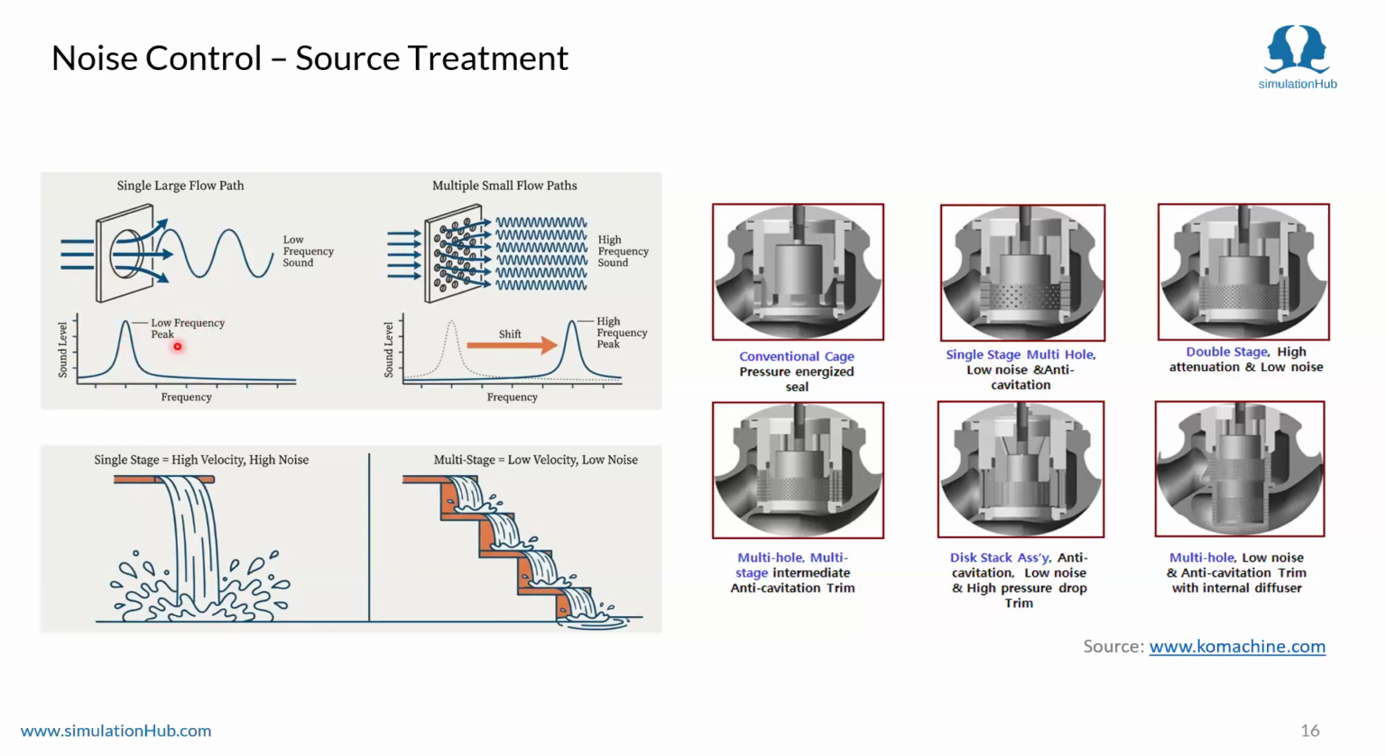It will help us to shift the low frequency peak sound level to a high frequency peak level. With high frequency sound, when the flow goes through multiple paths, it turns into high frequency sound, so it reduces. So that's the one method.